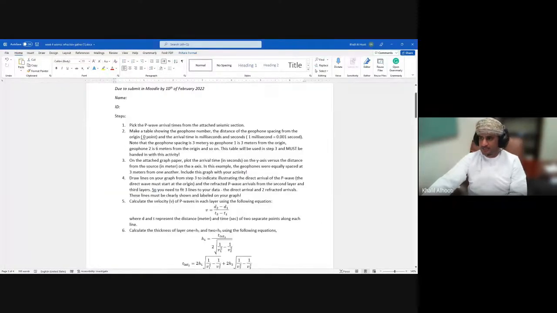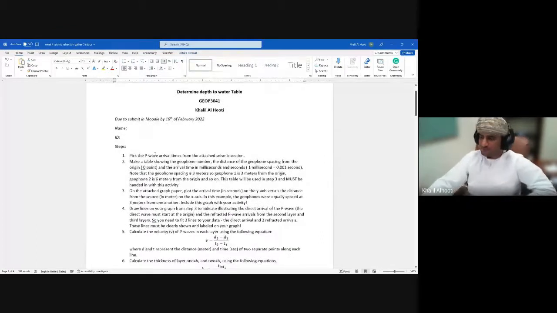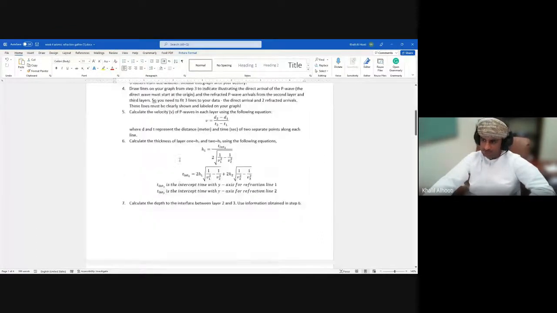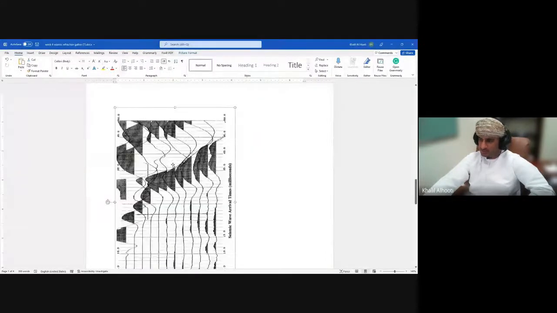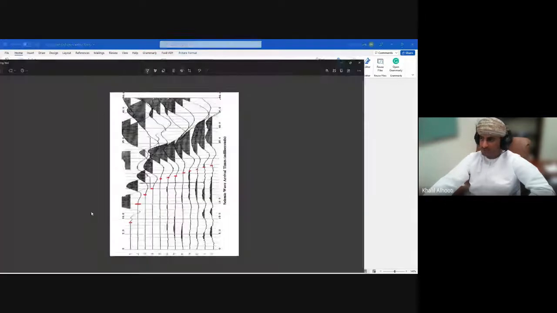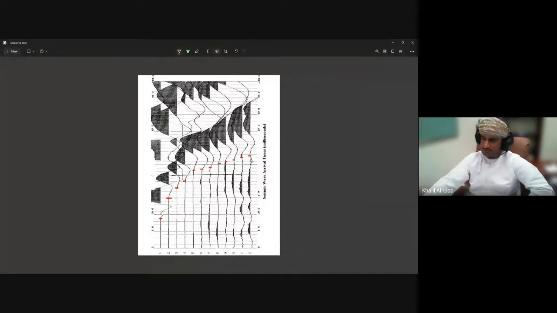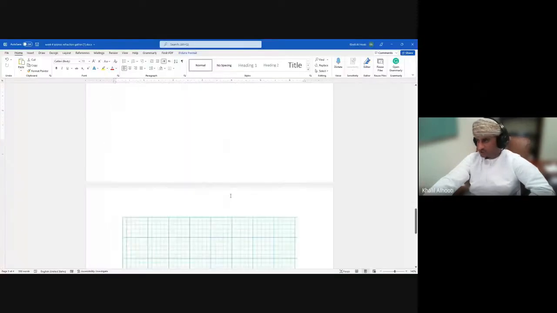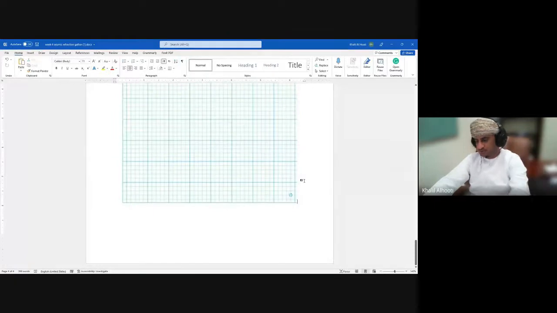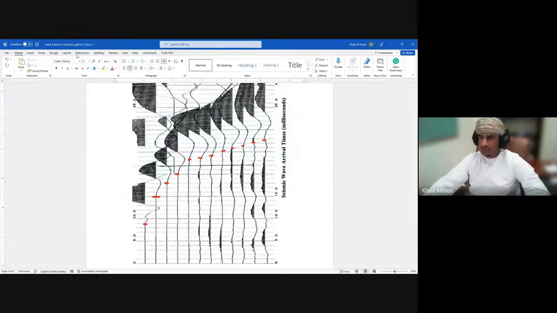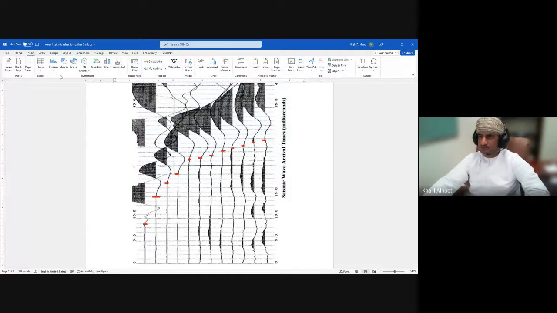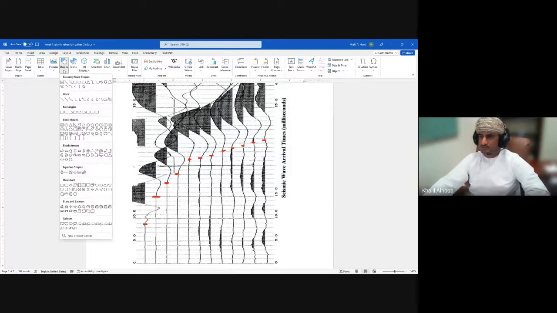Let's go back here. So you need first to pick the P wave arrival times. You need first to pick them. This is the data you are given. You need to draw something similar to what I did here. That's the first part. Then you need to bring it, for example, you need to print it. That's the easiest part. Then you need probably to draw lines, connect them by lines.